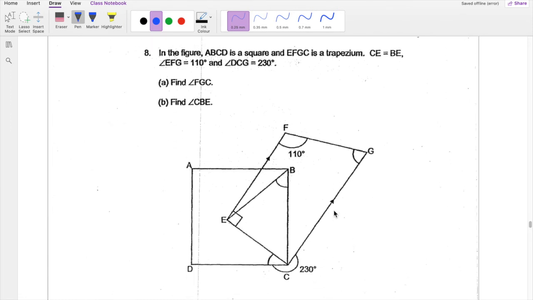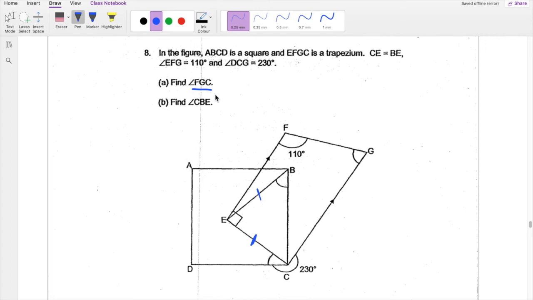Okay, let's see question 8. In the figure, ABCD is a square, meaning these are right angles, and this one is a trapezium. Trapezium means this line is parallel to this line, right? CE is equal to BE, right? This BE and CE are equal. And this angle is 110, and DCG, this one, is 230.